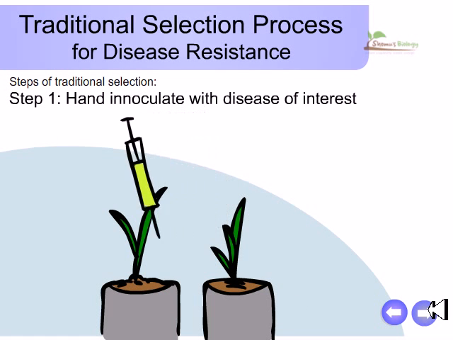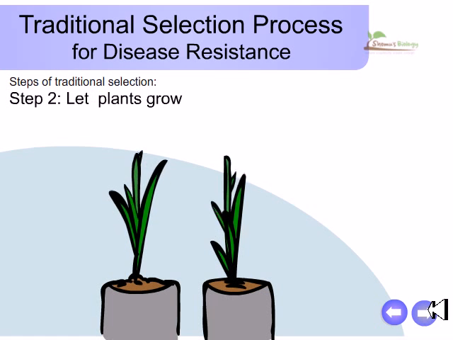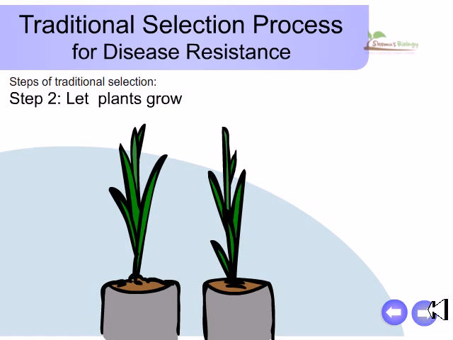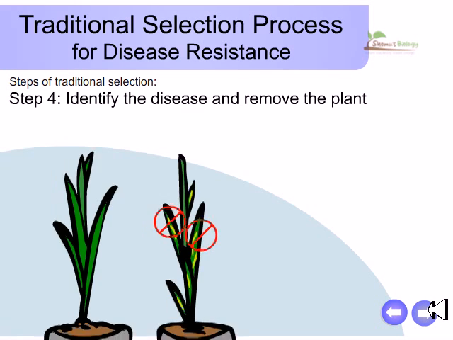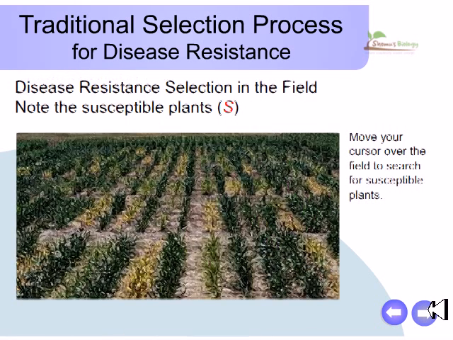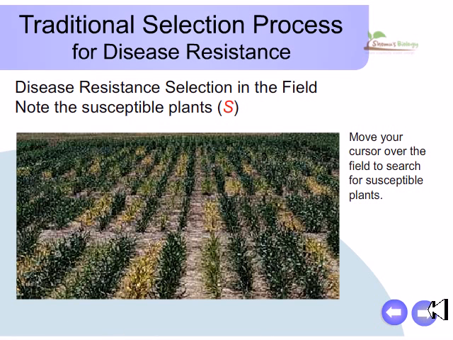Step 1. Hand inoculate with the disease of interest. Step 2. Let the plants grow. Step 3. Wait for the disease to develop. Identify the diseases and remove the diseased plants from the population of undiseased plants.